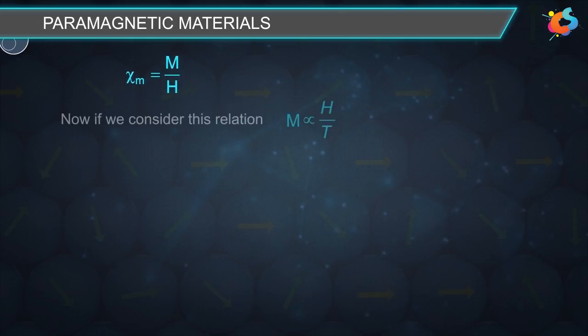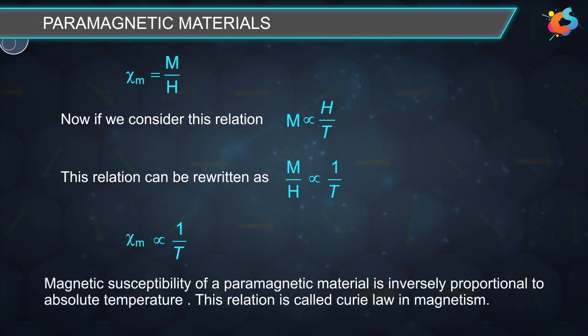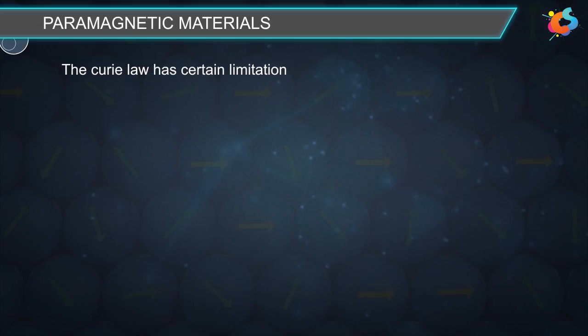Now, if we consider the relation M is proportional to H by T, this relation can be rewritten as M by H is proportional to 1 by T. Now let us replace M by H by magnetic susceptibility. From this relation, we can say that the magnetic susceptibility of a paramagnetic material is inversely proportional to absolute temperature. This relation is called Curie law in magnetism. The Curie law has certain limitations. Let us discuss them.